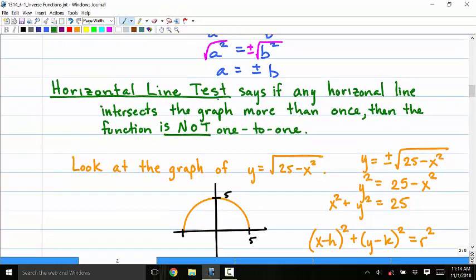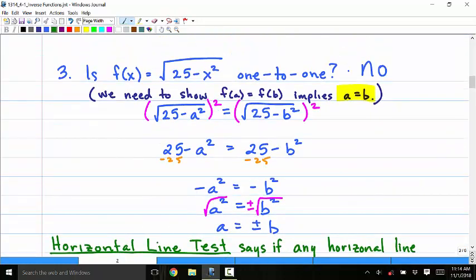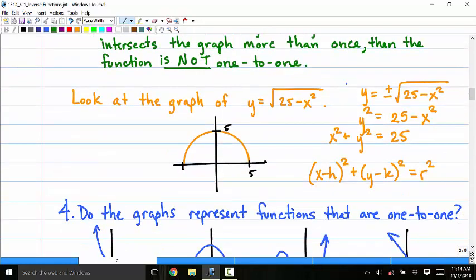Okay, back up to example number 3. Y equals the square root of 25 minus x squared. When I put that in on my calculator, this is the graph that I get. It's actually a semicircle. Would that graph pass a vertical or a horizontal line test? If I drew this horizontal line, how many times would it intersect? Twice. Is that 1 to 1? No.